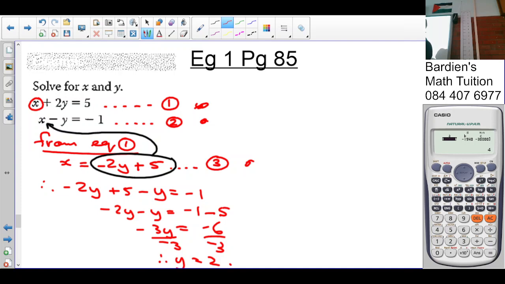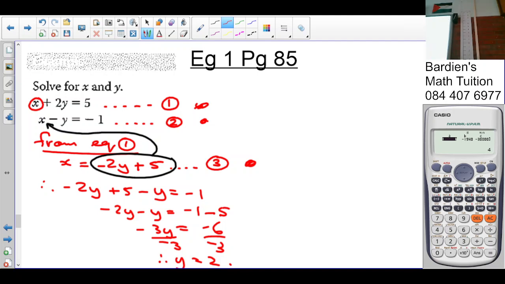I would go with 3. Why do you think I would go with 3? Because there we already have x equal to something. You see, x is already the subject of the formula. Otherwise, if I substitute into equation 1, then I must still solve the equation, isolating the x. Can you see that? However, in equation 3, x is already isolated. x is already the subject of the formula.